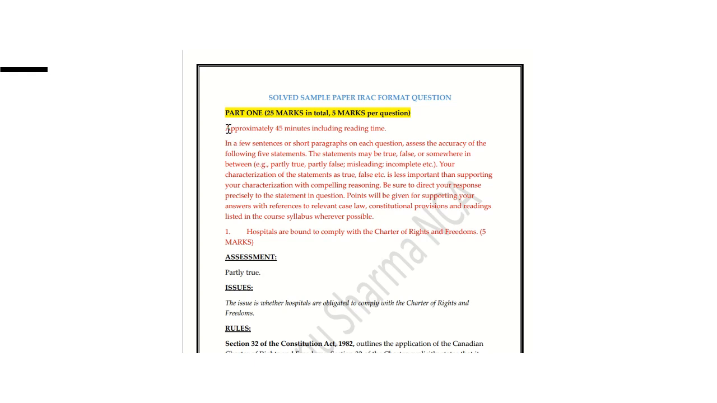So firstly in part 1, 25 marks in total, 5 marks per question. So here it does not matter whether you are getting a 5 marks question. For constitutional law specifically, for every question you have to 100% follow the IRAC method. So here, firstly, let's read what the question is asking. So in a few sentences or short paragraphs on each question, assess the accuracy. So the statement may be true, false, or somewhere in between.